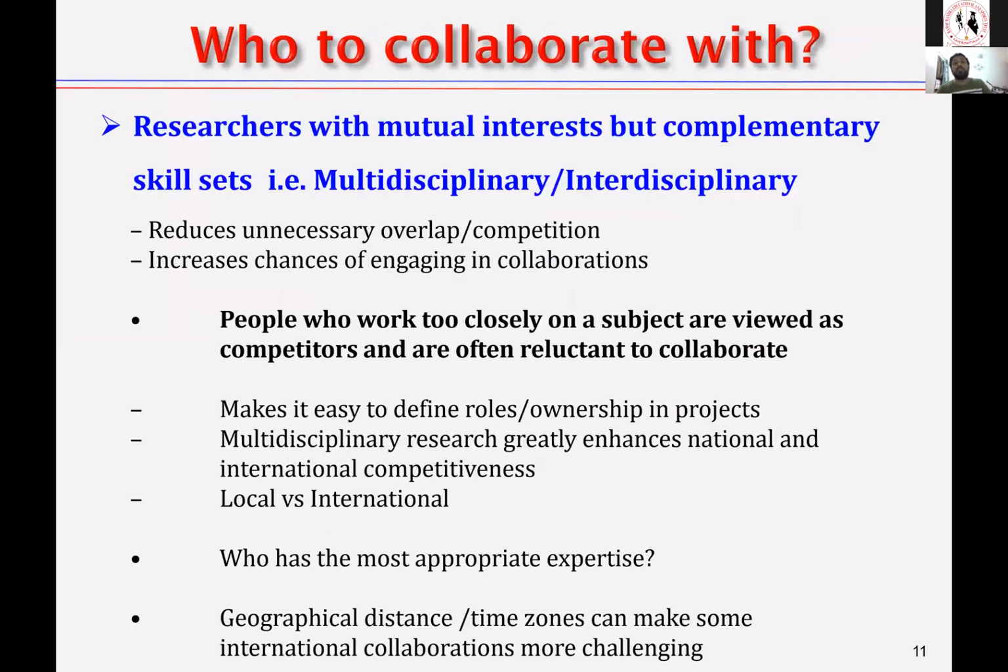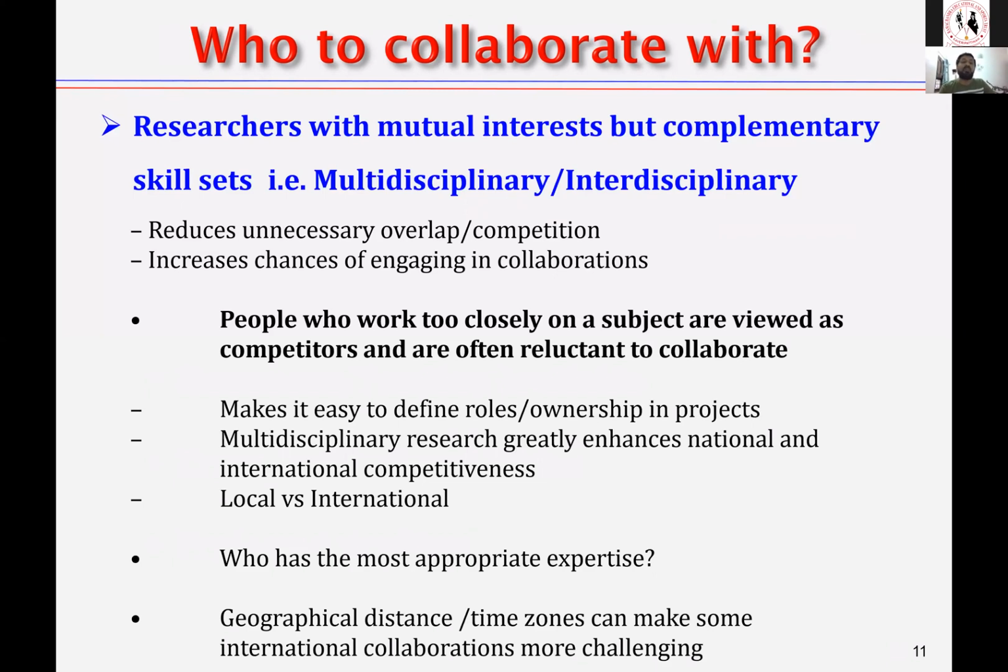So who to collaborate with? To continue on that topic, you have to collaborate with a researcher with a mutual interest. The research interests of the two people, or more than two people, should not be very far apart. However, they should not be very similar. It should be complementary skills. It should be multidisciplinary or interdisciplinary, but should not be the exact same expertise. Then what will the other people do? If there is overlap, it creates a problem.